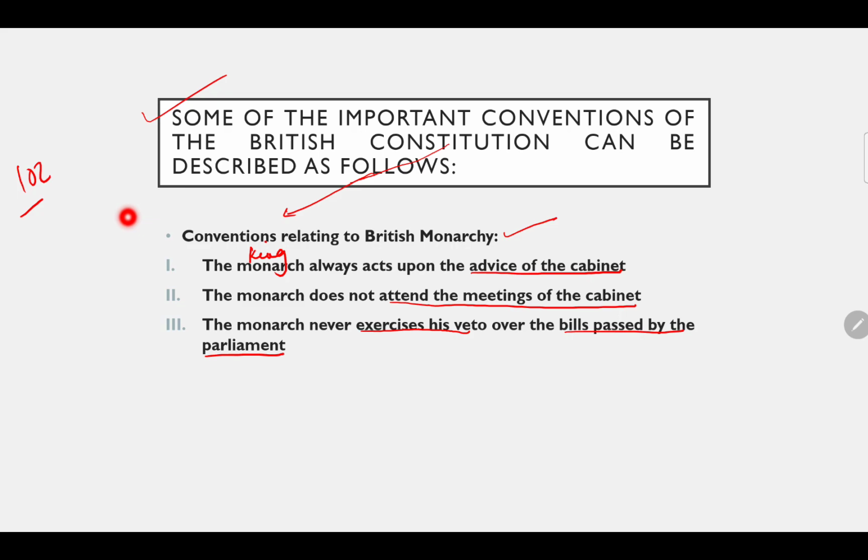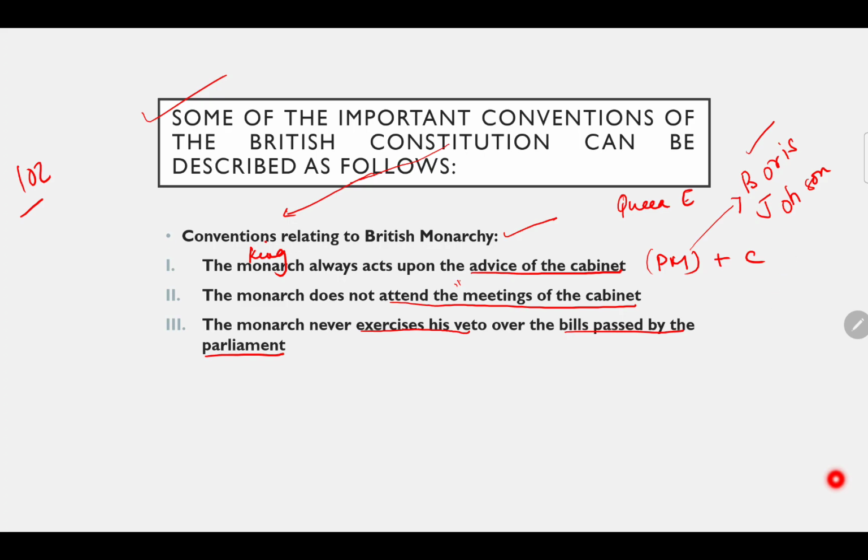Cabinet means the Prime Minister and his council. So the king is there, like Queen Elizabeth. The current Prime Minister of Britain is Boris Johnson. He talks with his cabinet about the situation, and only according to the advice given by the Prime Minister does the monarch act accordingly. The monarch does not need to attend the meetings of the cabinet. Now I think you are clear about the cabinet.